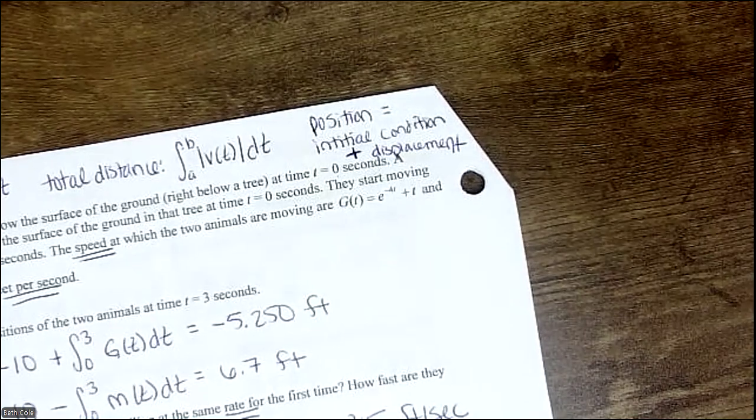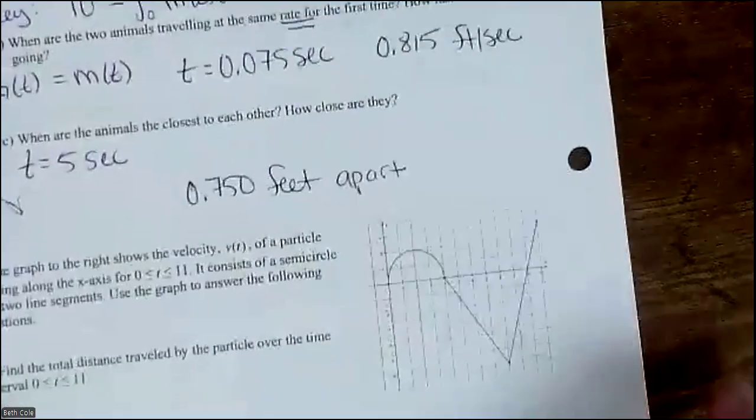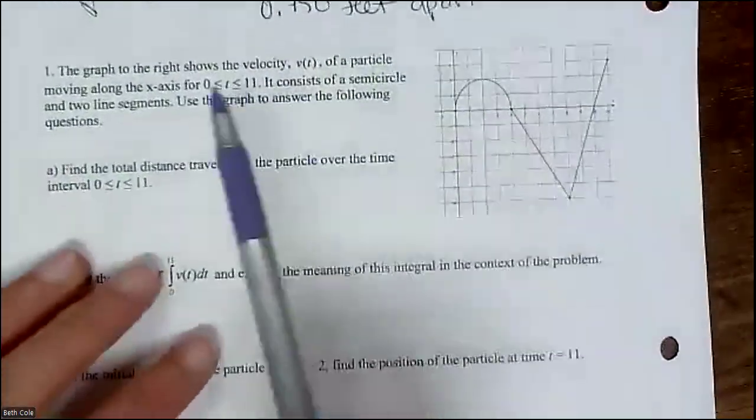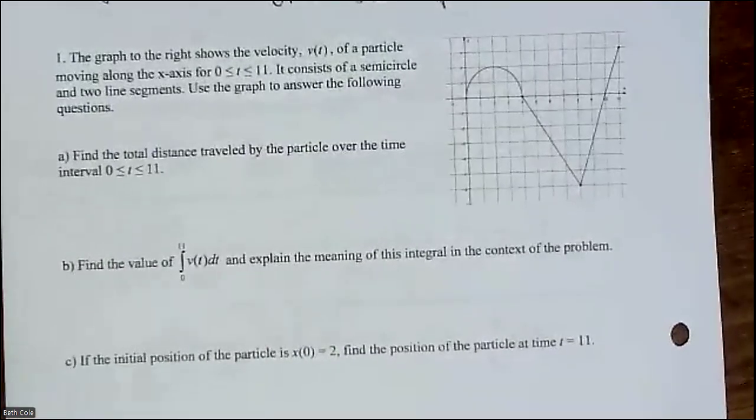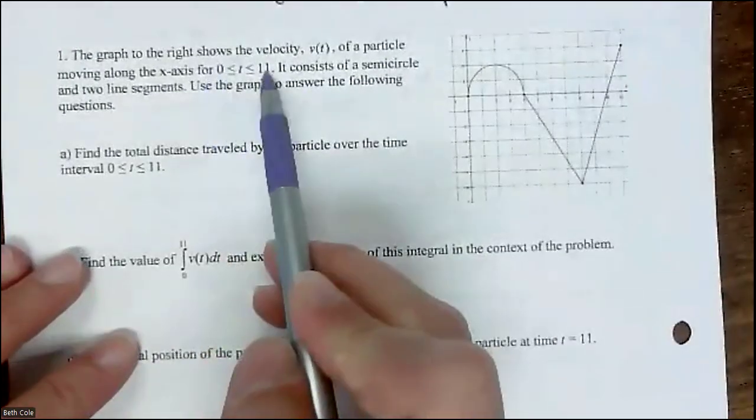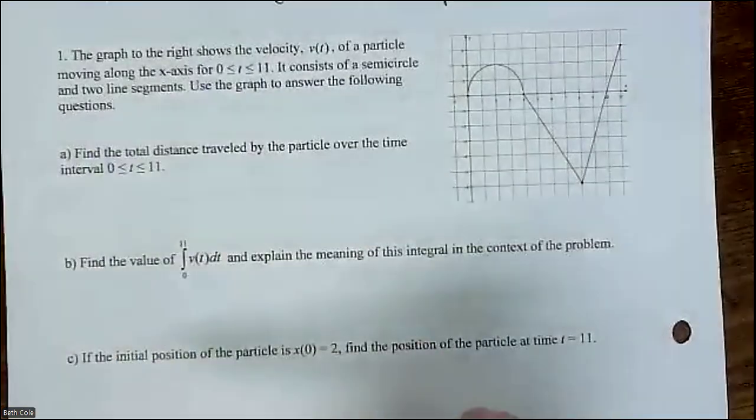Oh, you did that in the Delta Math. Remember you took the number you started at plus an integral? Yeah. It just didn't really make much sense because there wasn't a story attached. It was just random numbers, but that's what you're doing. So we're just going to use words like velocity now, but we're not doing anything different mathematically. So let's look at this one. The graph to the right shows what? What did they give us? Velocity, which is good. That's your rate. That's the derivative. From 0 to 11, we have a semicircle and 2 line segments.